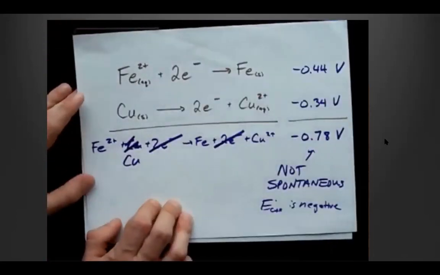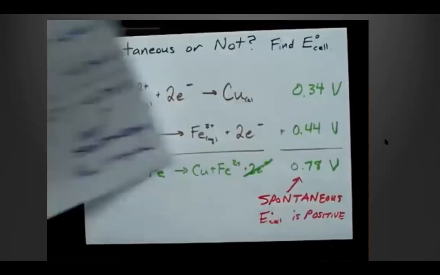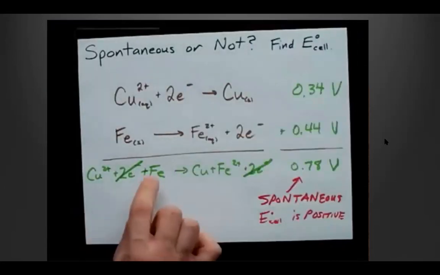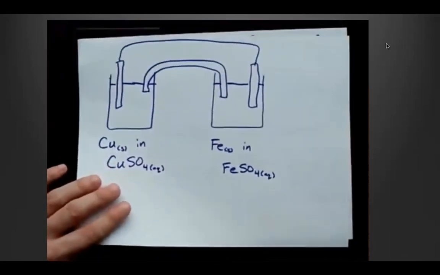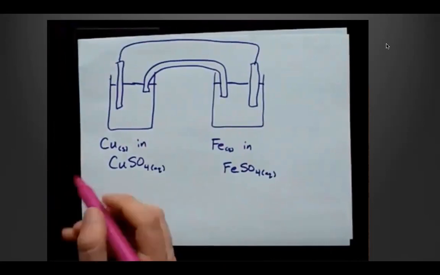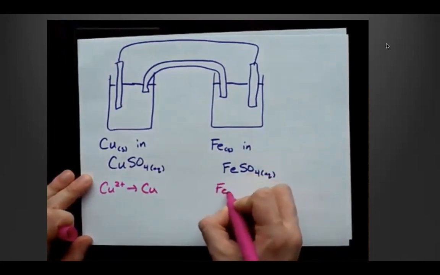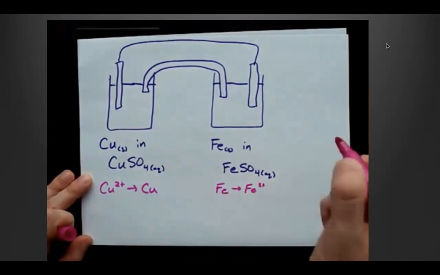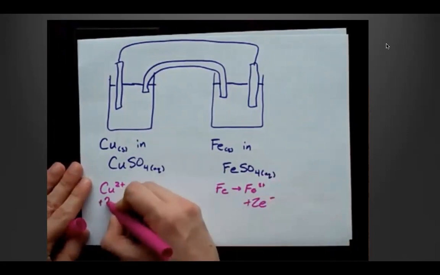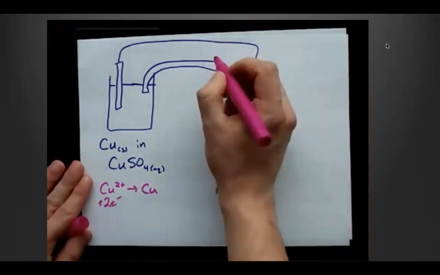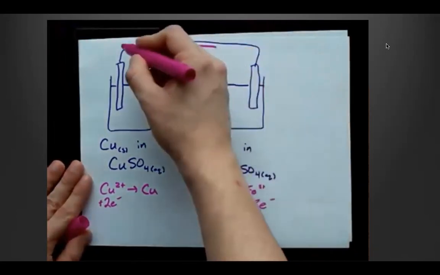So, to wrap this up, it's not spontaneous when you mix solid copper with iron 2+, but it is spontaneous to have iron become iron 2+ and copper 2+ become copper. So, what's happening in this cell is that copper 2+ is becoming copper and iron is becoming iron 2+. So this one is giving off electrons, this one is absorbing electrons, and the direction of electron flow is from where it's being given off into where it's being absorbed.